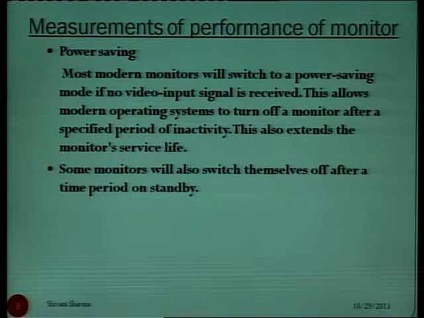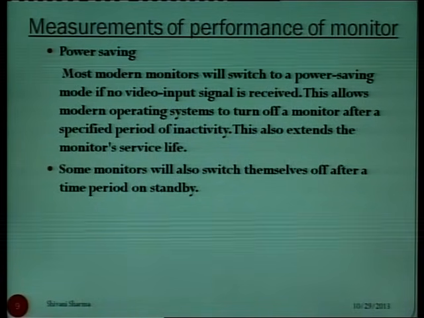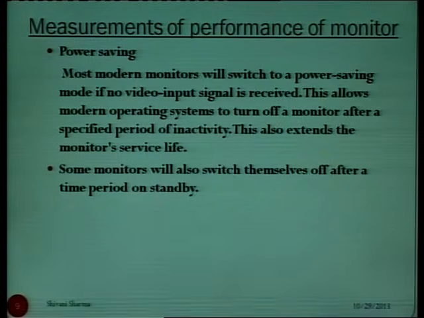Nowadays in the monitors we have a power saving option, which means if after some time we are not receiving any kind of video signal, it will automatically turn off, and during that duration we are saving battery life. Okay? So, it also extends the service life of the monitor, and besides this some monitors will also switch themselves off after a specific time period in standby mode. So, these are the various features which we also want to incorporate in modern monitors.